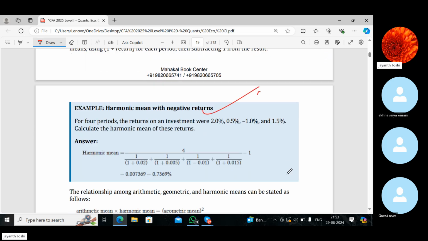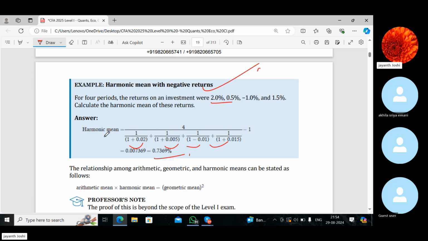Please do this question. Since they have given returns, they are taking 1 plus. Calculate this, and we'll move forward. When you do the calculation, you get 0.7369. This is the harmonic mean for this data.